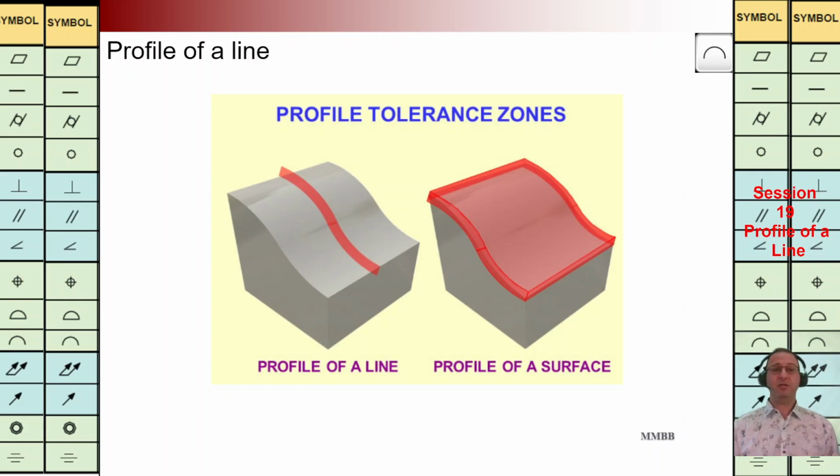Today we want to talk about profile of a line. As we can see here in this figure, we have a line profile. We are going to control that profile. It should be in the mentioned interval for each cross section separately. It is the 2D version of surface profile.